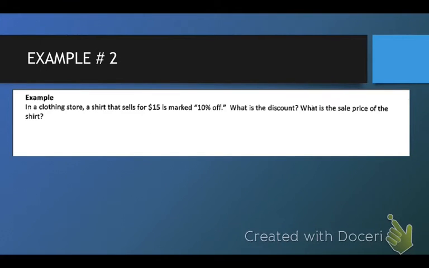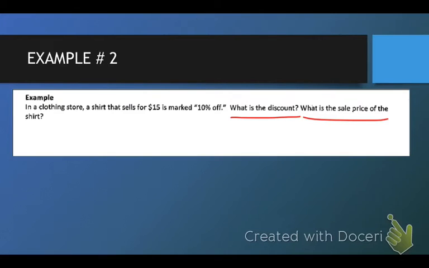In a clothing store, a shirt that sells for $15 is marked 10% off. What is the discount and what is the sale price of the shirt? So this one is going to ask us two questions. What is the discount and what is the sale price? So we're going to have to do both of those things.